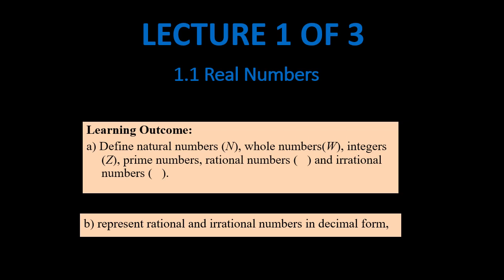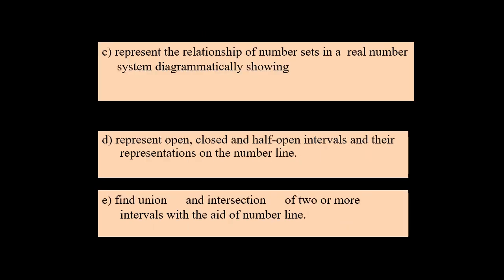So for today, the learning outcome is to define the natural number, whole number, integers, prime number, rational number, and irrational number. And the second one is to represent rational and irrational number in decimal form. For the third one is to represent the relationship of number sets in real number system diagrammatically showing the natural number subset of whole number, which is subset of integers and subset of rational number, and we are going to show that the rational union with the irrational will give you the real number.